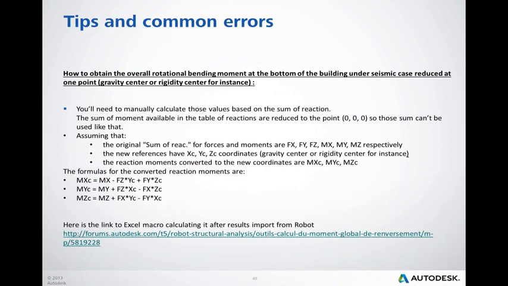It is not possible to obtain the rotational bending moment at the bottom of the building directly from Robot. It must be calculated based on the sum of reactions, with these assumptions and using such formulas. We also created an Excel macro calculating this using the data which can be retrieved from Robot automatically. The link to this macro you can find on this slide.